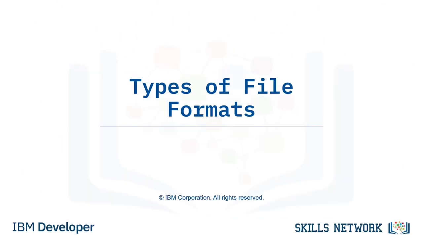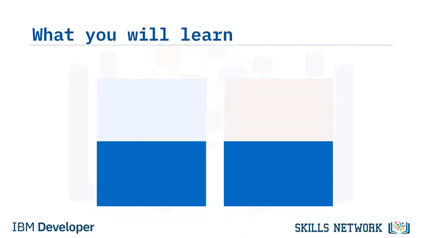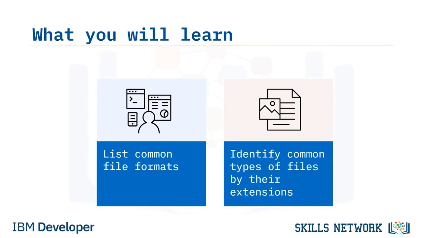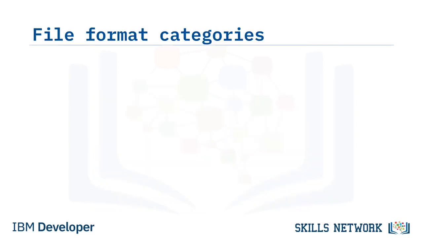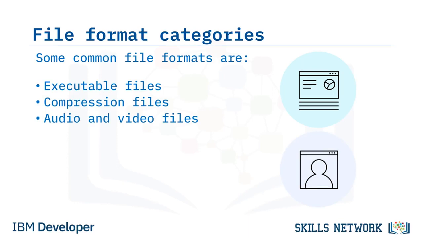Welcome to Types of File Formats. After watching this video, you will be able to list common file format types and identify common types of files by their extensions. Knowing the format of a file helps you determine which application is needed to open or run the file. Some common file formats are executable files, compression files, audio and video files, also known as media files, image files, and document files.